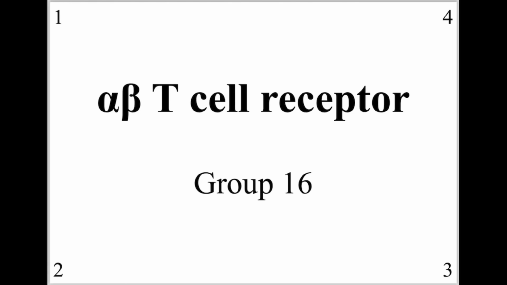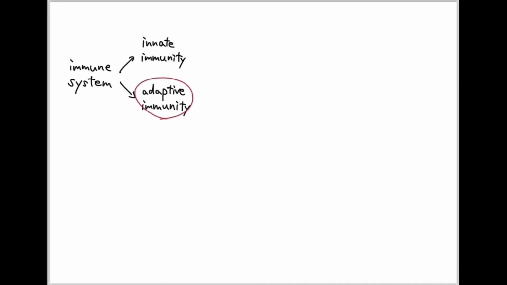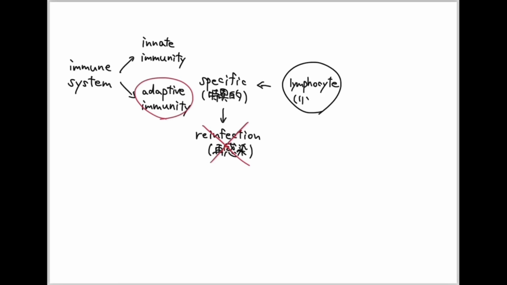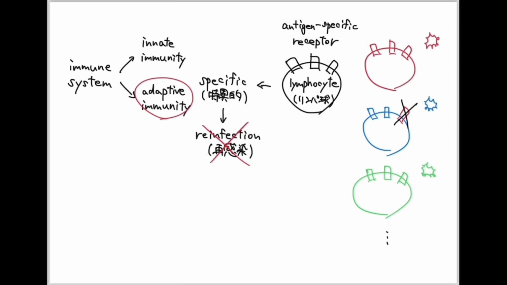Today, we'd like to talk about alpha-beta T-cell receptor. What is receptor? Immune system is divided into two types, innate immunity and adaptive immunity. Adaptive immunity provides specific protective immunity and it prevents reinfection. Lymphocytes make this possible through the antigen-specific receptors on their surface. Each lymphocyte has receptors of a single specificity, so the population of lymphocytes recognizes a great variety of different antigens.